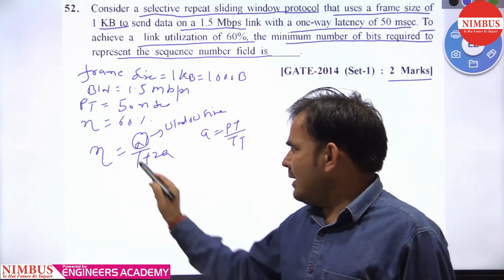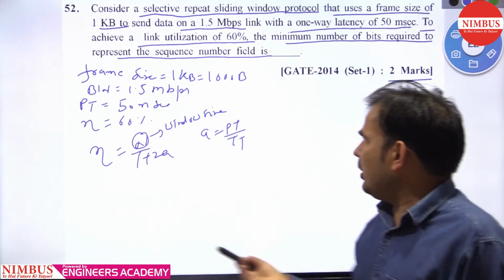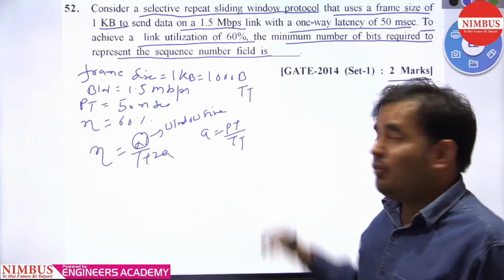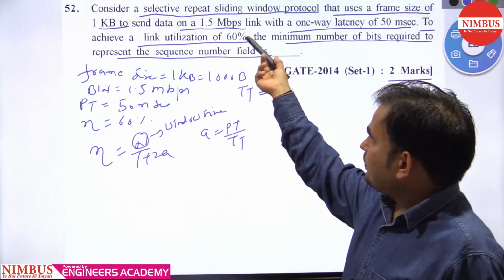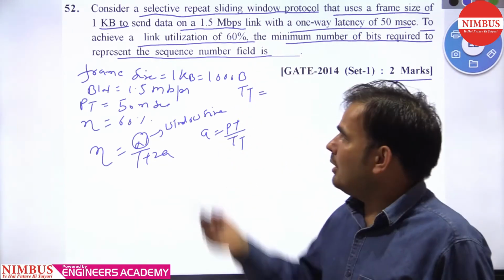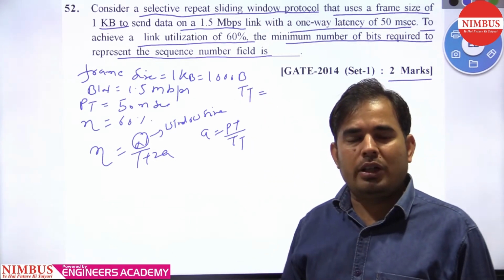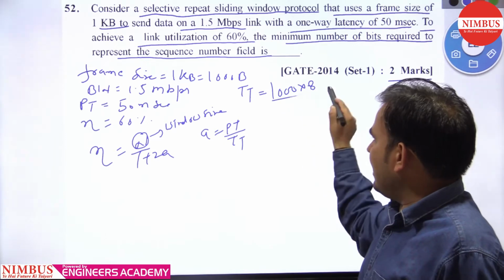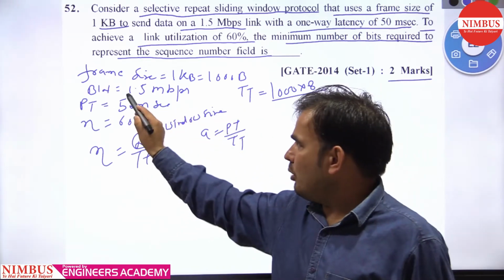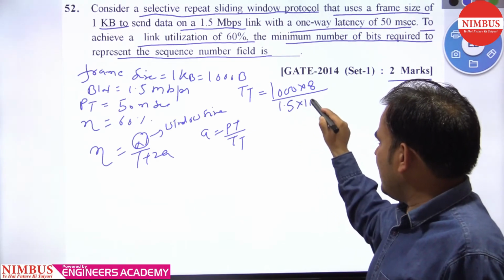Efficiency is given, and we need to calculate a. Propagation time is also given, so we need to calculate transmission time. Transmission time equals frame size upon bandwidth. Frame size is 1000 bytes, which we convert into bits: 1000 into 8, divided by the bandwidth of 1.5 megabits per second, that is 1.5 into 10 to the power 6.